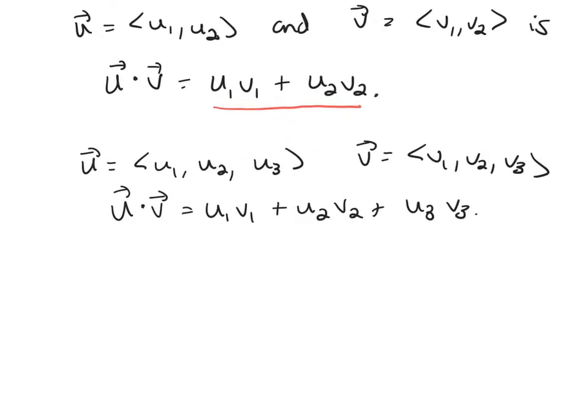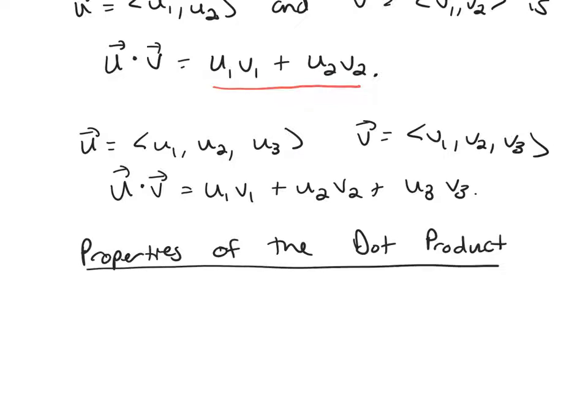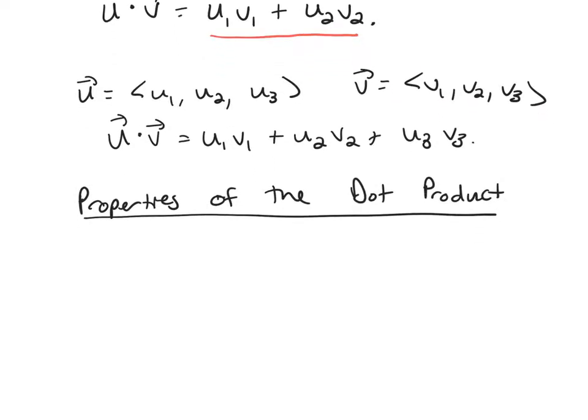So now that we know what the dot product is, let's talk about some properties of the dot product. The first one is the dot product is commutative. So if I take u dot v, it's the same thing as v dot u. Because this dot product is defined in terms of multiplication and addition, we get that it's commutative.